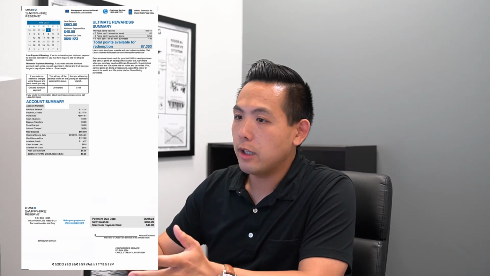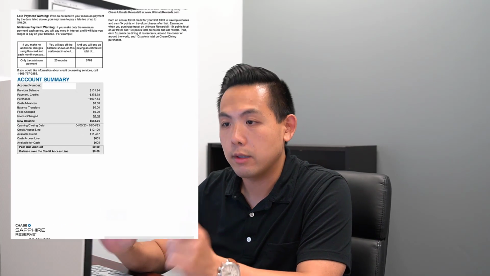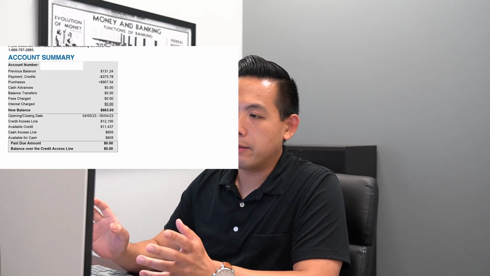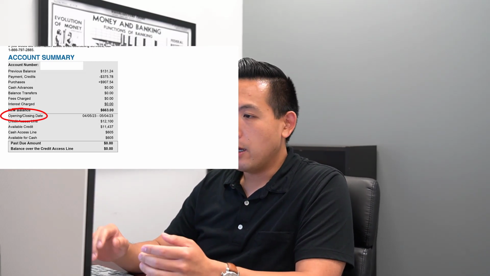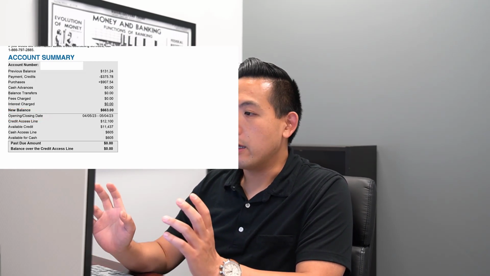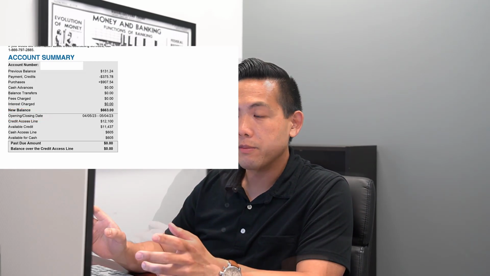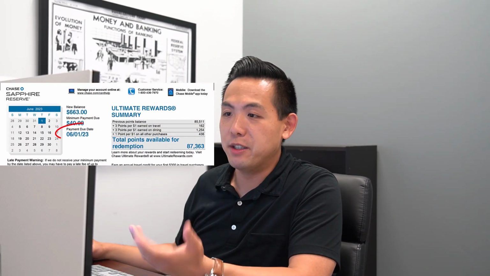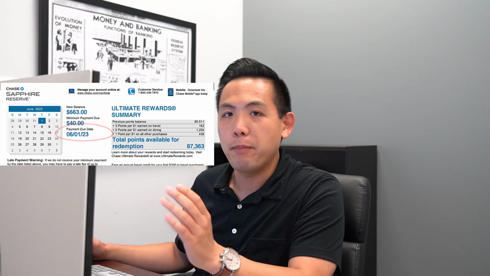The second section that we are going to go over is the account summary. Here, first off, we're going to be explaining the opening and closing date, which is essentially the billing cycle. The billing cycle is the period, approximately 1 month or so, that the credit card bill pertains to. The next part of the account summary is going to be the payment due date. This is the last day you're able to pay the minimum balance on your credit card to avoid late fees.